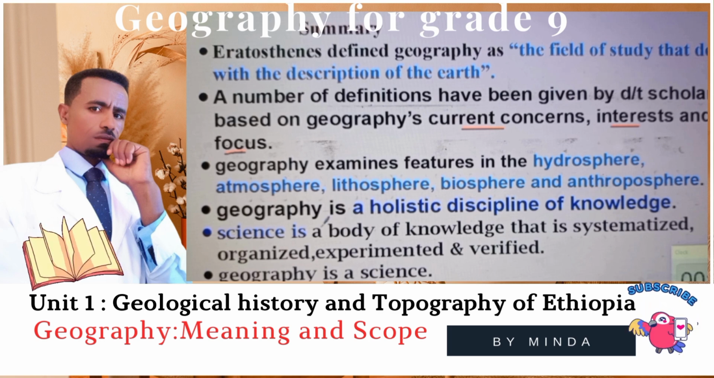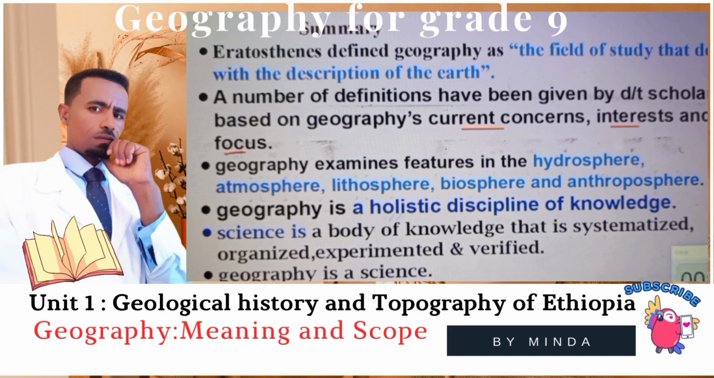When we conclude, geography is a holistic discipline of knowledge. Science is a body of knowledge that is systematized, organized, experimented, and verified. Therefore, geography is a science. Okay.